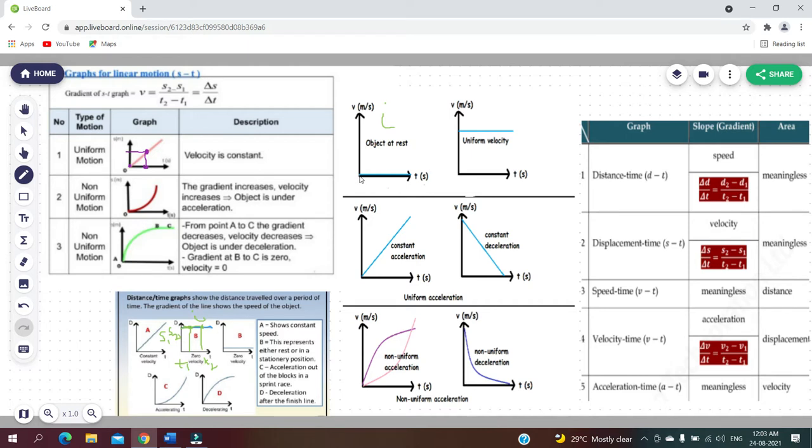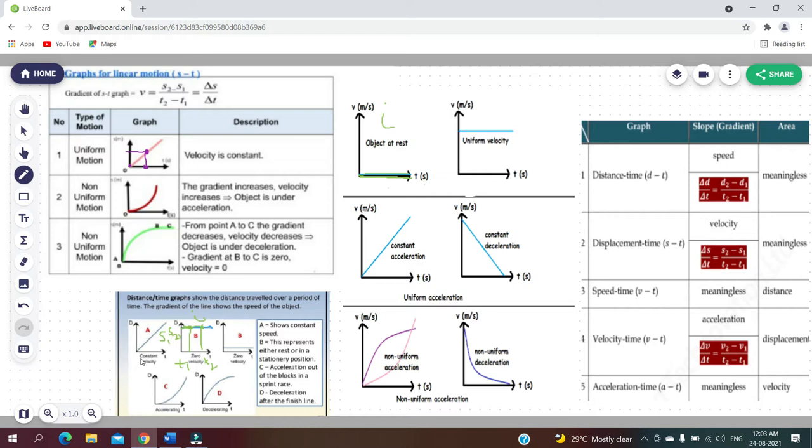We just simply draw a line on the time axis, which means at every instant of time its velocity is 0. So this is how we will draw a line on the time axis. Now when the distance time graph or displacement time graph is a straight line having some slope, it means that the object is moving under uniform velocity or constant velocity.